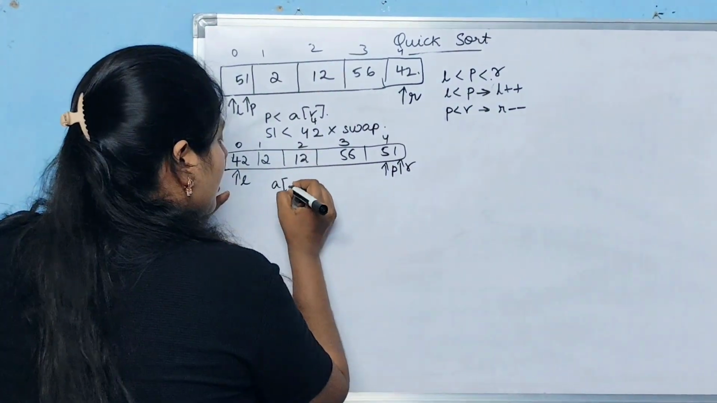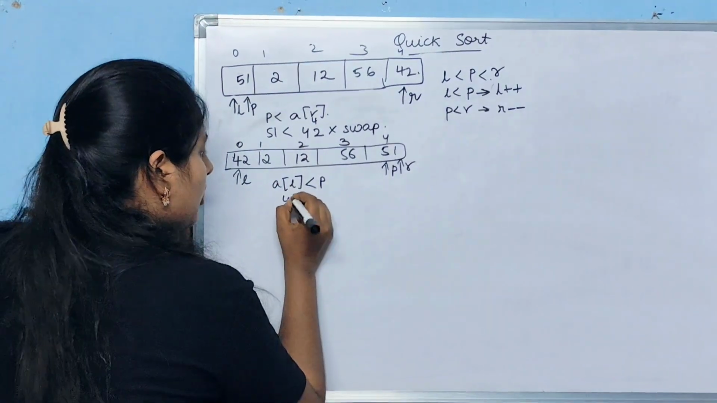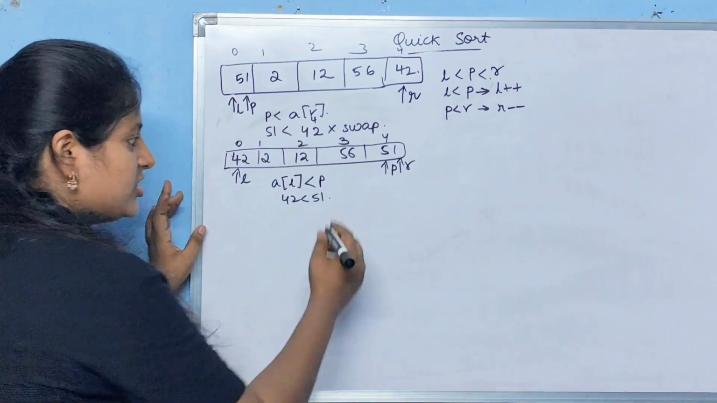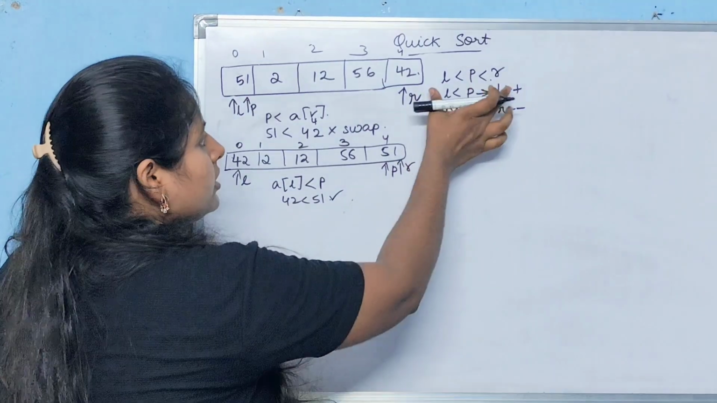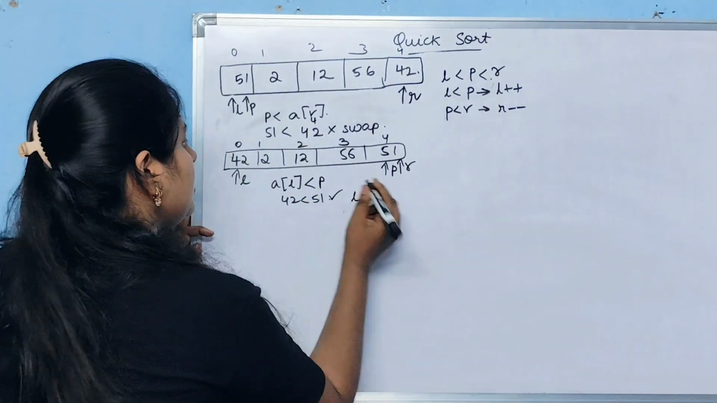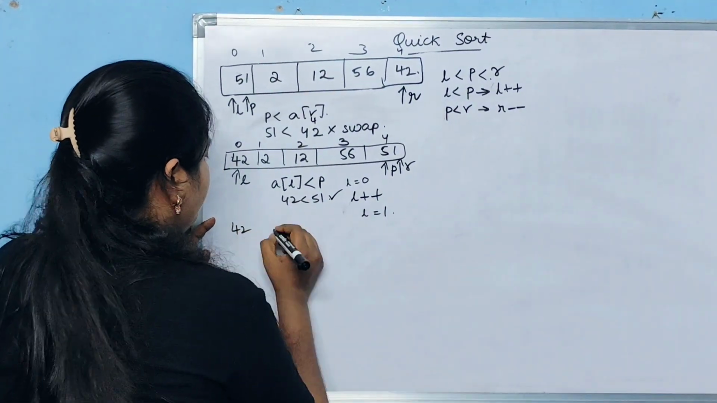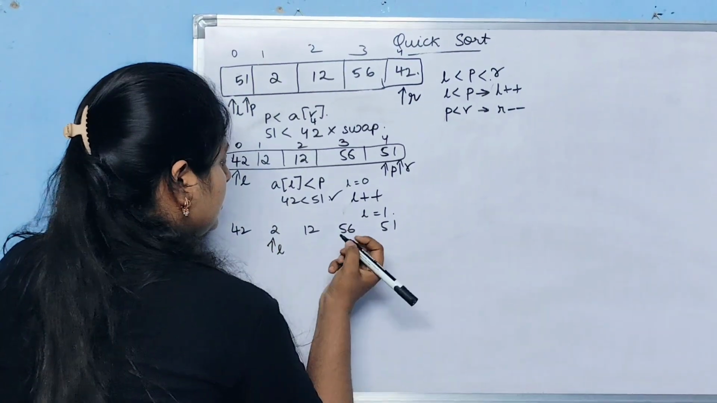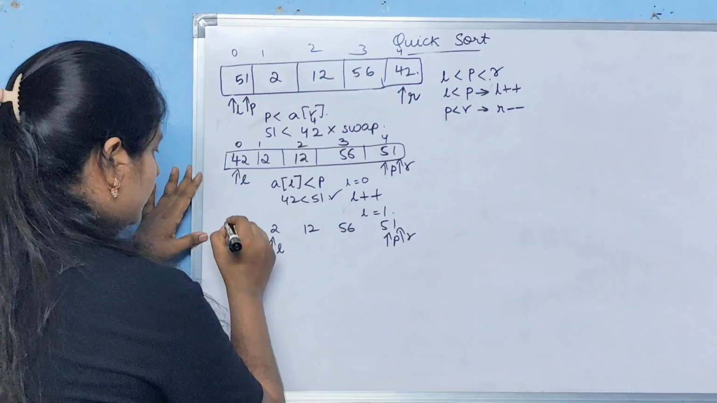Now A of left should be less than pivot. This is my condition. A of left, 42, is less than 51. Okay, condition is true. What should I do? I went in this direction, right? So L++. L was previously 0. Now it became 1. 42, 2, 12, 56, 51. This is left, this is pivot, and this is right. Right?